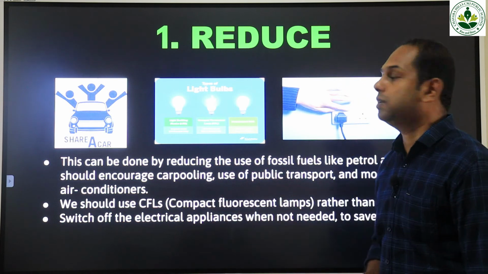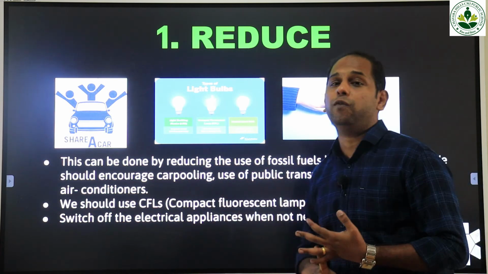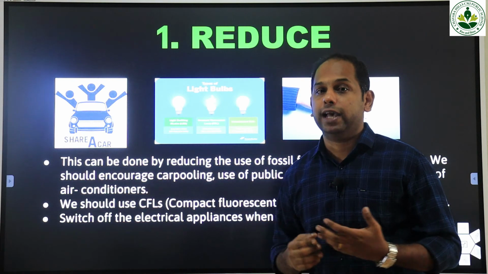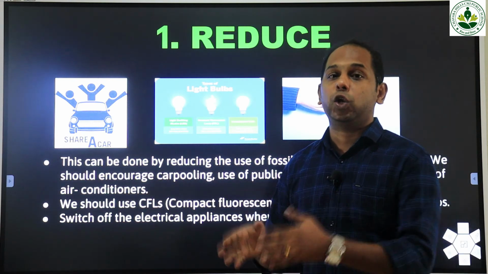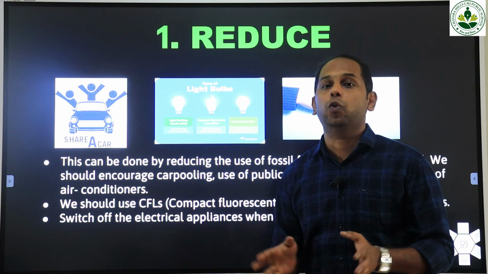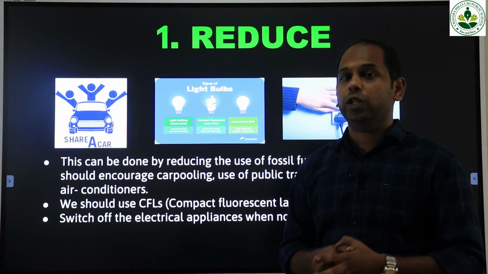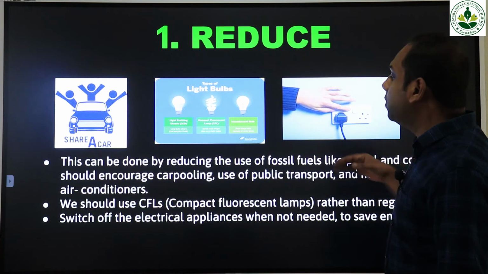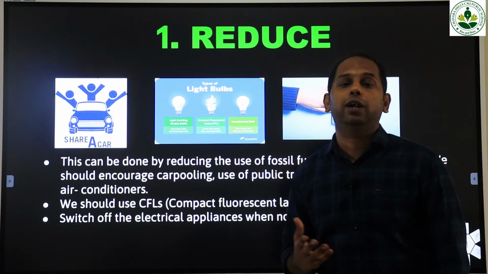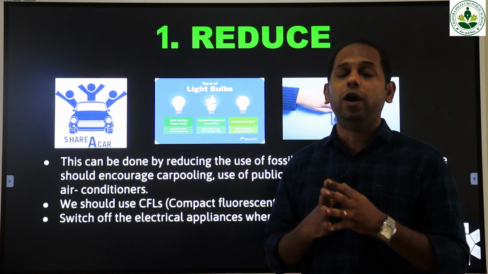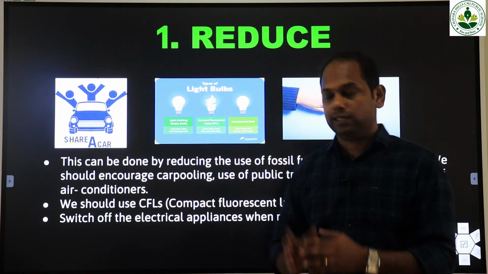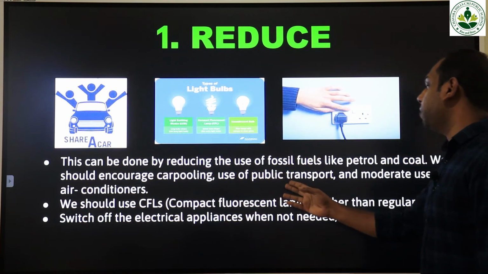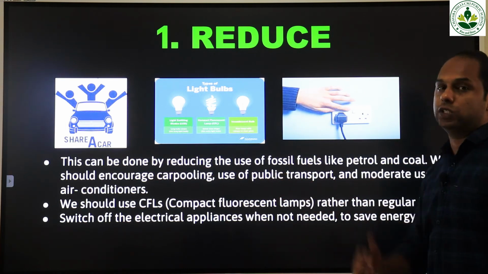What is the first suggestion? We should reduce the amount of fossil fuels. As you all know, we are running our vehicles with the help of fuels like petrol and diesel, and they are generally called what? Fossil fuels. So we should control the use of fossil fuels first. Then we should encourage carpooling. Whenever possible, we should also share our vehicles with others. Then we should also use public transport whenever possible.